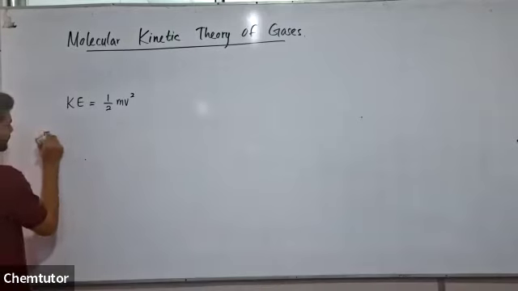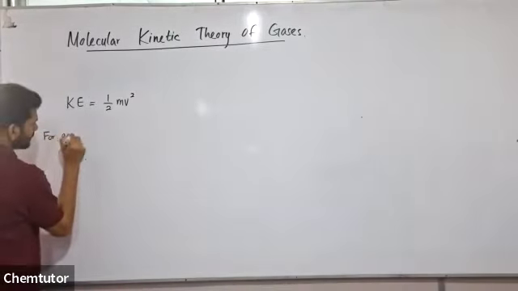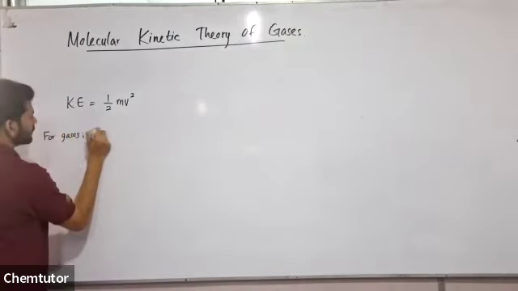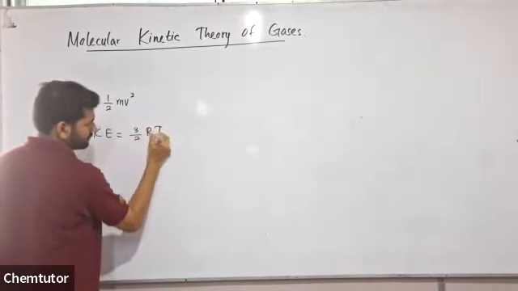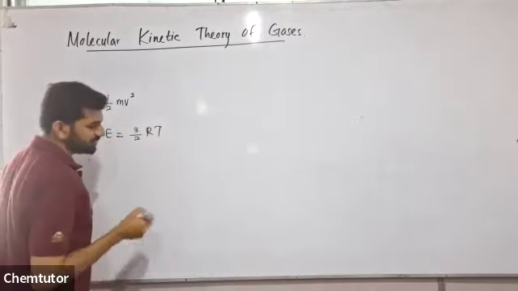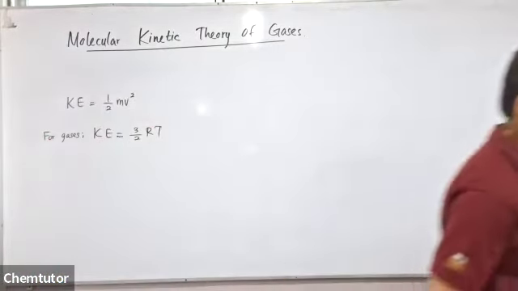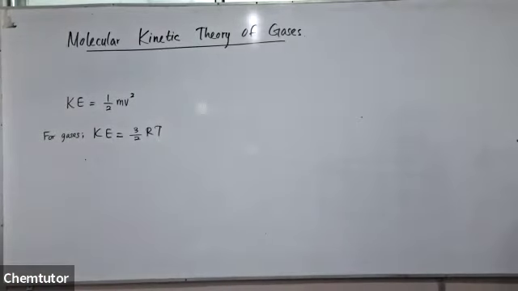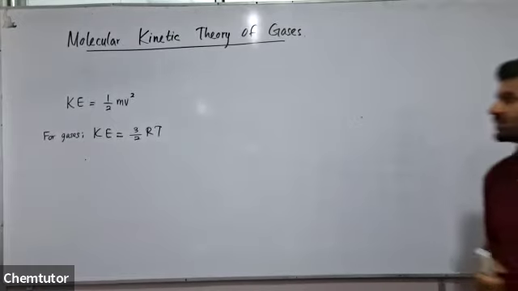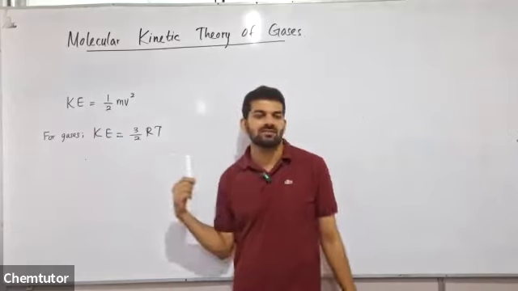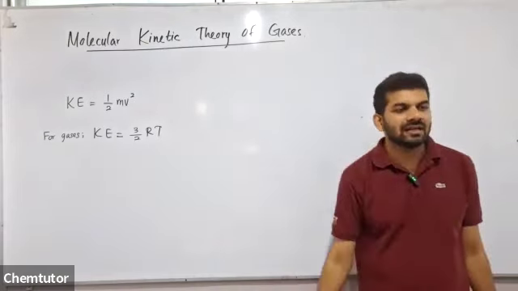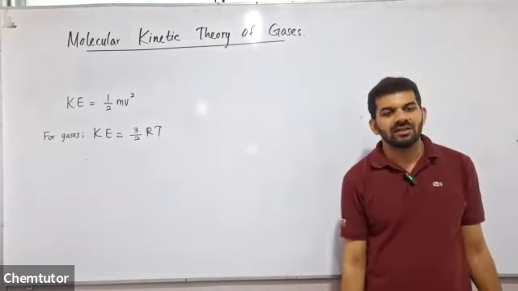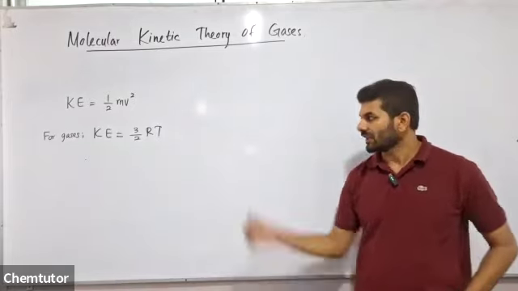So then for gases, kinetic energy equals 3/2 RT. R is the universal gas constant and T is the absolute temperature. Is it clear? Right. So that is the equation that we can use for 1 mole of gas. No need to worry. We will be deriving this equation in the latter part of this lesson. You can write these two equations for now.